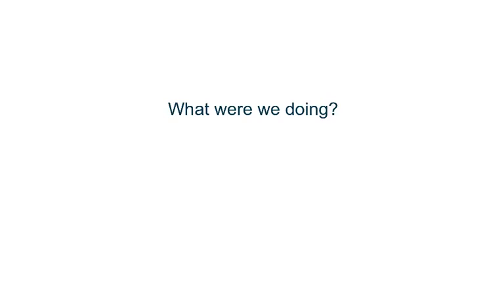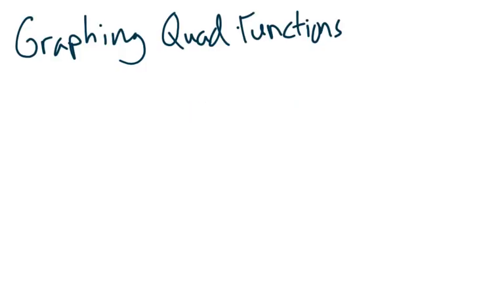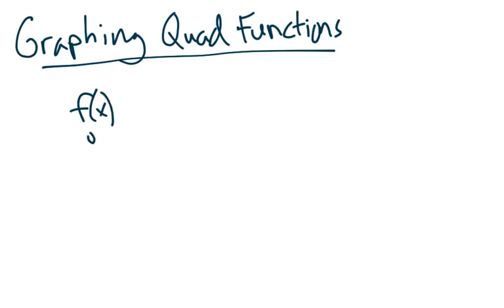Hello and welcome to this video about what we were doing before spring break, 8th grade version. What we were doing was graphing quadratic functions, meaning we were making parabolas. What we're looking at is something like f of x, or y, whatever floats your boat, equals ax squared plus bx plus c.